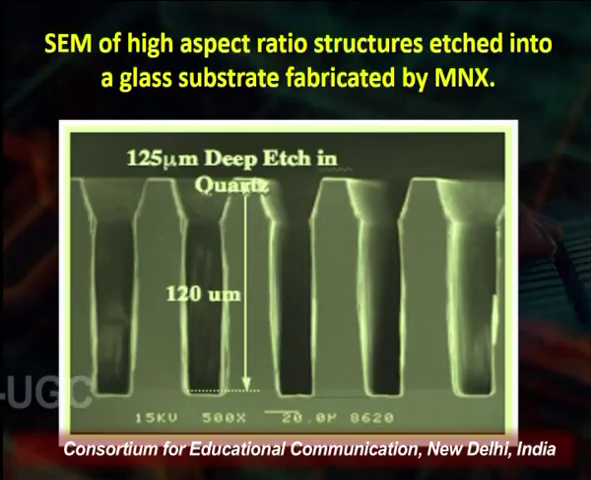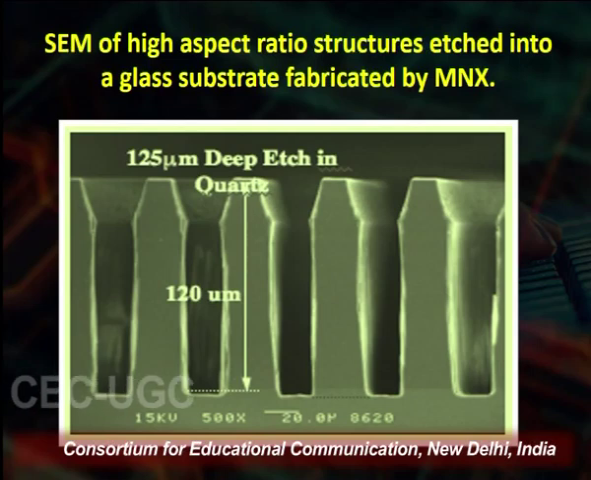This is an SEM of a high aspect ratio structure etched into a glass substrate, fabricated by MNX. You see that this is a 125 micrometer deep etch in quartz. And this is a 120 micrometer deep etch, and the structure you are seeing is like a pillar. This is the SEM image of the deep etching on the glass substrate.